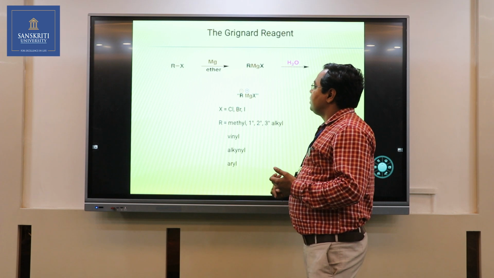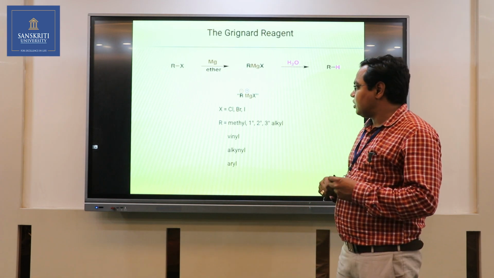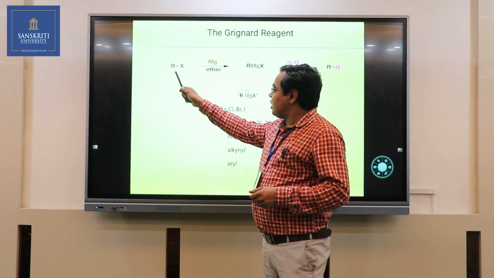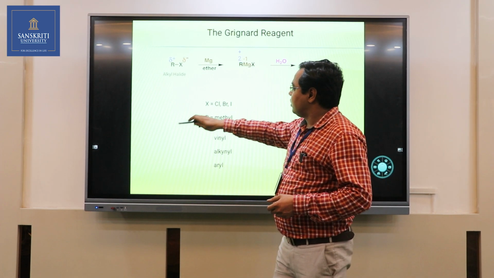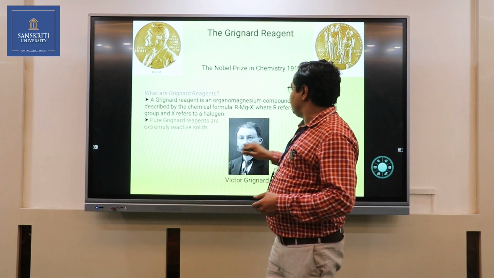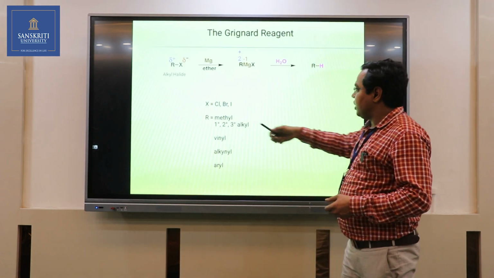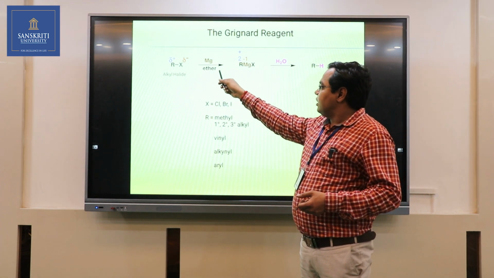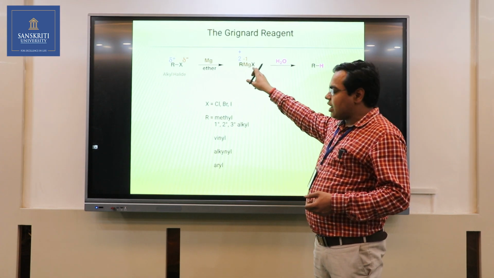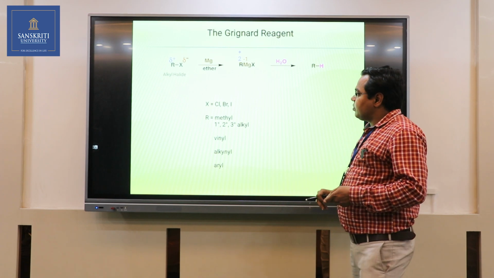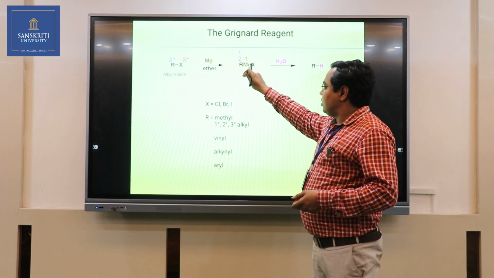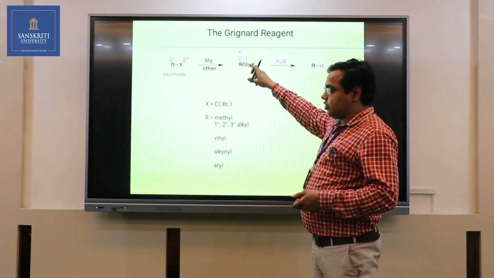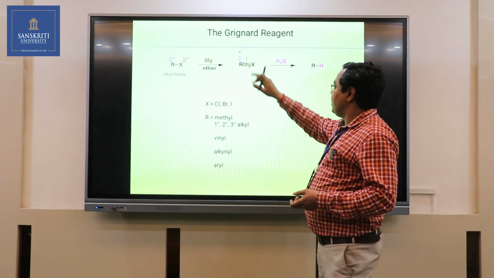Next, how do we synthesize a Grignard reagent? Firstly, an alkyl halide is reacted with magnesium metal in the presence of diethyl ether, which provides RMgX. R may be a methyl, propyl, or ethyl group.